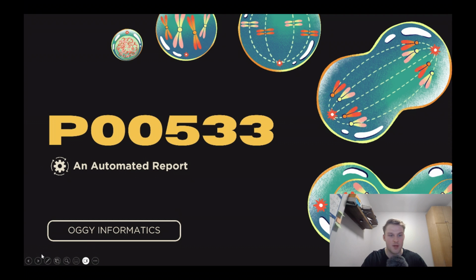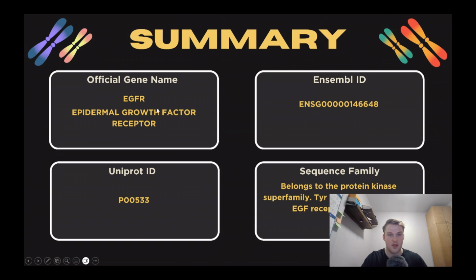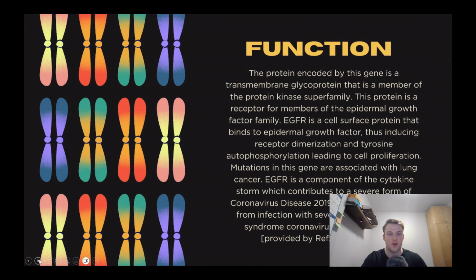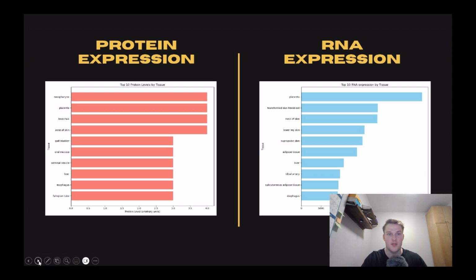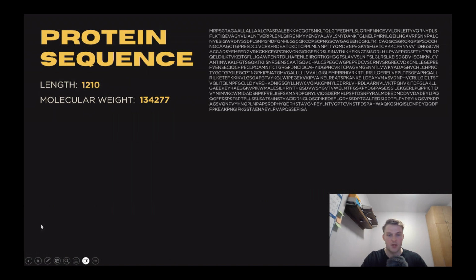So I'll just quickly flick through these pages. So this protein is encoded for by the EGFR gene. We've got obviously the same information as we've seen previously. We've got the function, we have the protein and RNA expression, and then also the protein sequence. So as you can see, in a matter of seconds, we've just populated this PowerPoint with information about this specific protein. And as you can probably imagine, this is going to be very useful for those of you who need to create PowerPoint presentations often, let's say with company updates or with general weekly reports that you need to produce. This can speed up that process for you.